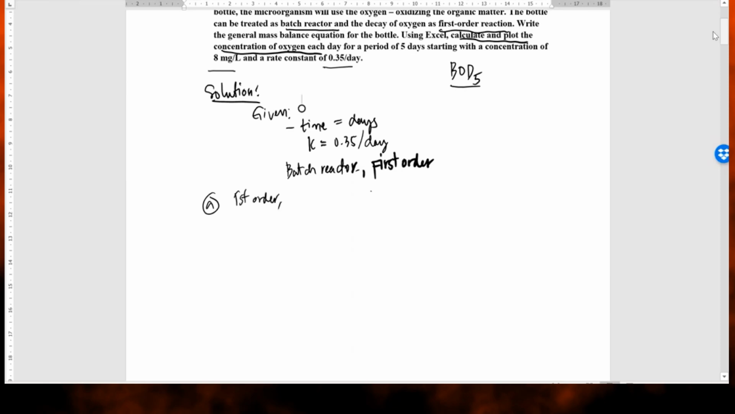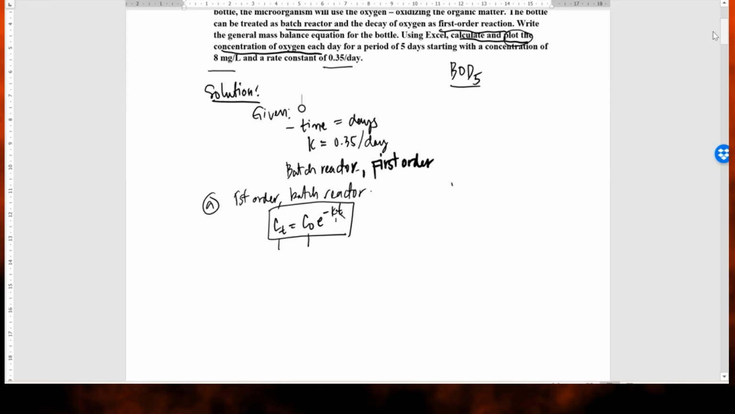What is the formula for this batch reactor? If you remember, the formula for this one is C sub T is equal to C sub O e to the minus KT. This is the first order batch reactor formula for getting the final concentration, from the initial concentration, the rate constant, and the time. So our question now is to calculate and plot the concentration of oxygen each day.